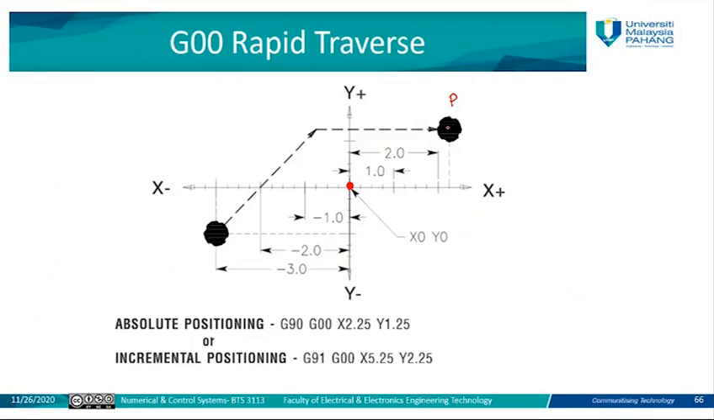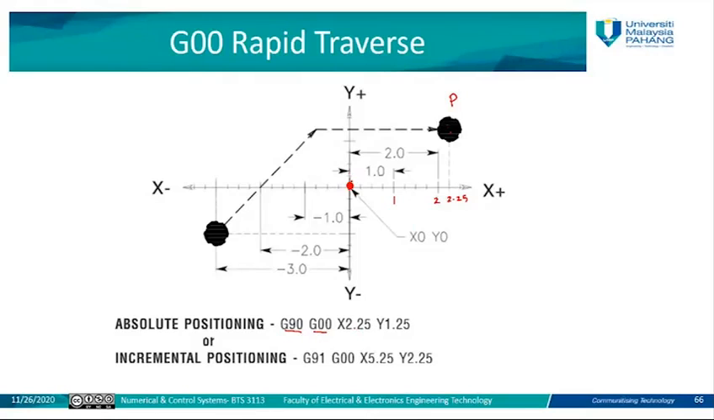If I'm using the absolute coordinates, I'm going to write this code. G90, this is absolute. G00 for rapid traverse. Then I need to define the coordinate of this point. Now, the coordinate of this point is 2.25, because this is 1, this is 1.25, 1.5, 1.75, this is 2, and here it is 2.25.